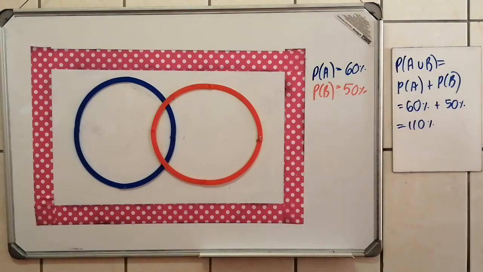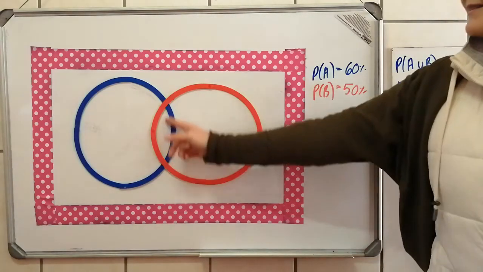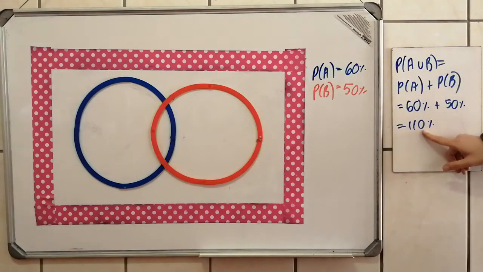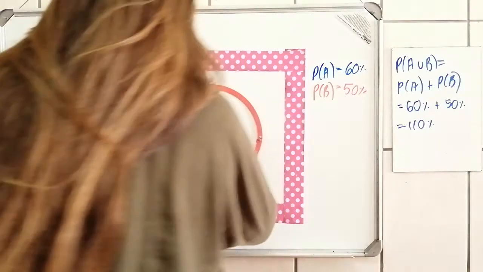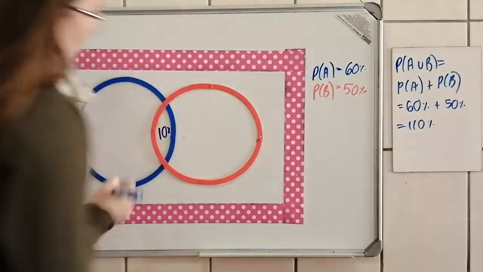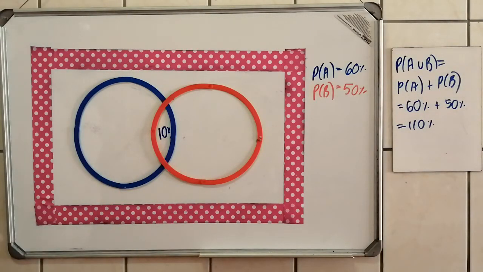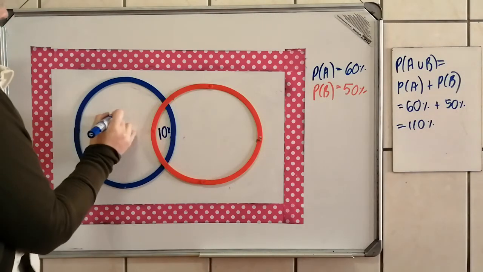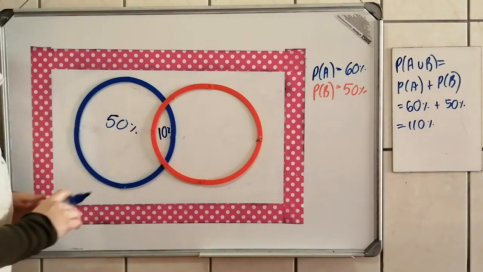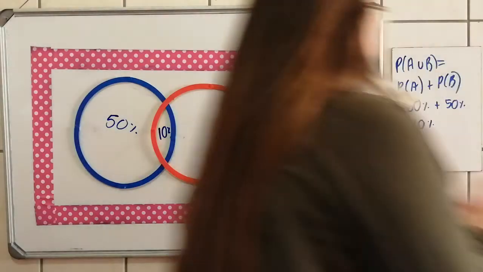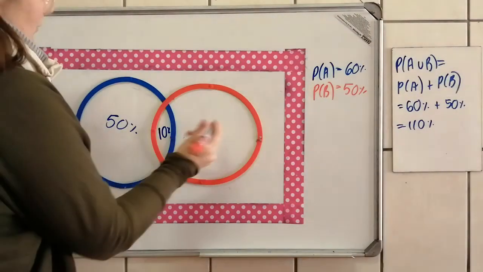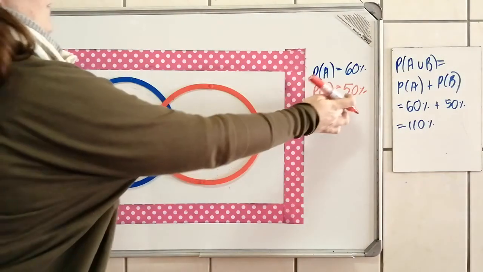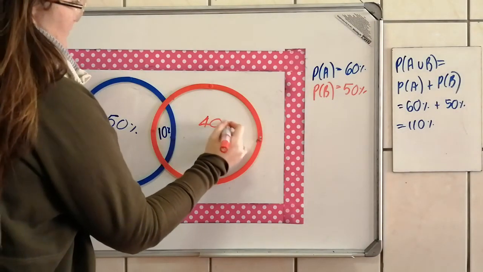If I had to draw this in a diagram, what would be part of my intersection? How much have I exceeded 100%? I've exceeded it by 10. I've obviously counted 10 twice. So there's a 10 in the middle. That means the probability of only A, this on the outside, is 50%. And the probability of only B on the side here would then be 50 minus 10, which would be 40%.